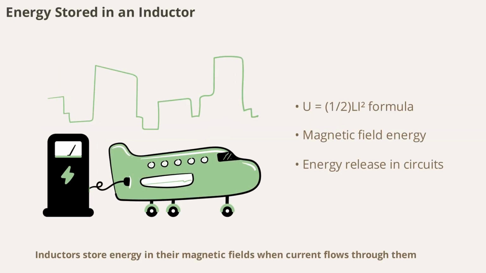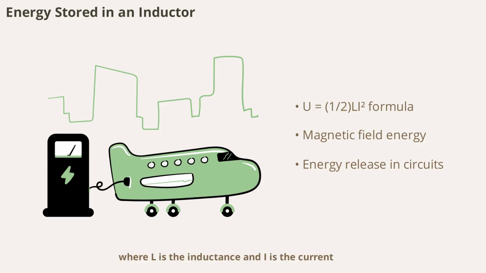Inductors store energy in their magnetic fields when current flows through them. The energy stored U in an inductor is given by the expression U equals 1/2 L I squared, where L is the inductance and I is the current. This stored energy can be released back into the circuit when the current decreases. Understanding this concept is crucial for designing circuits that need to manage energy efficiently, such as in power supplies and radio transmitters.